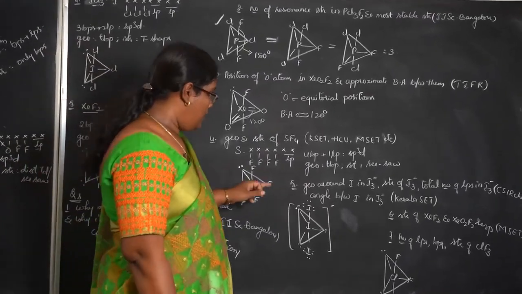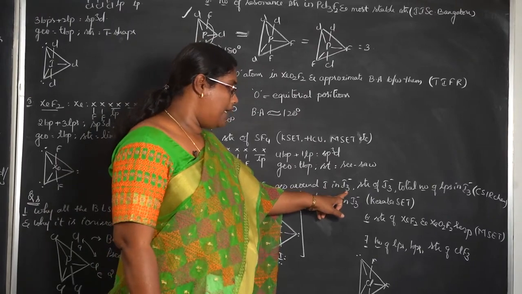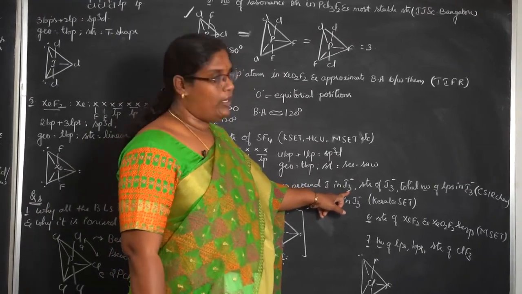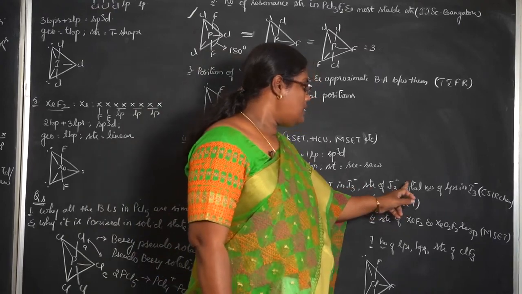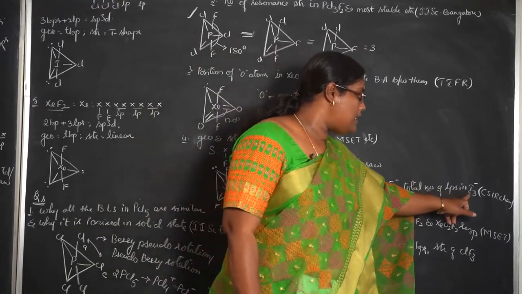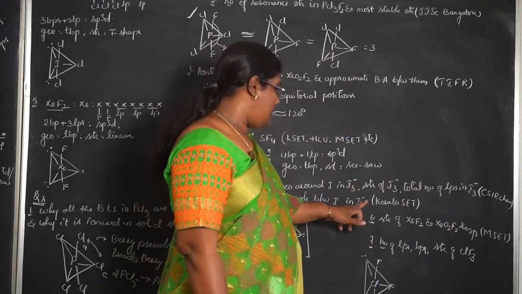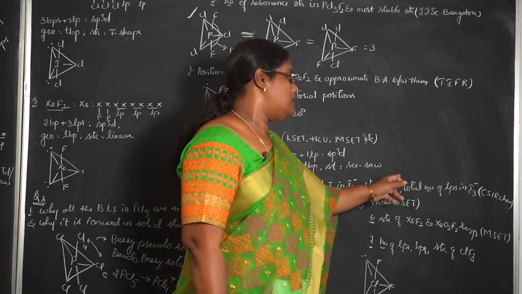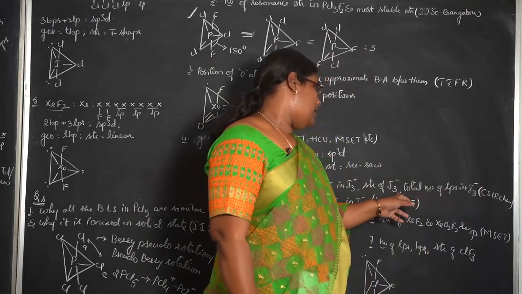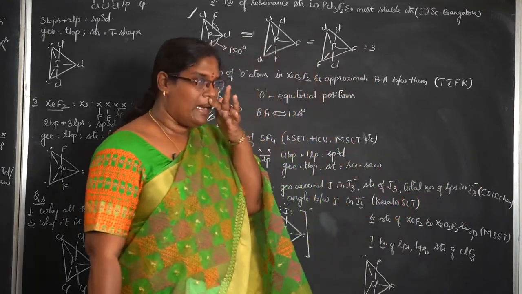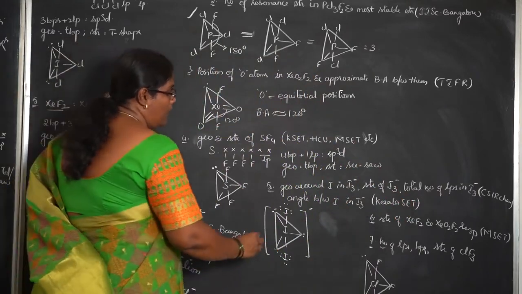And the next one: the geometry around iodine in I3 minus, the triiodide ion, the structure of I3 minus, the total number of lone pairs in I3 minus, and the angle between iodine atoms in I3 minus. These are questions which have been asked in CSIR and also in one of the Kerala SET exams.